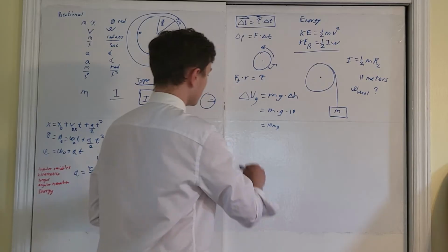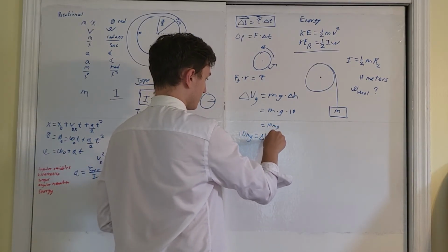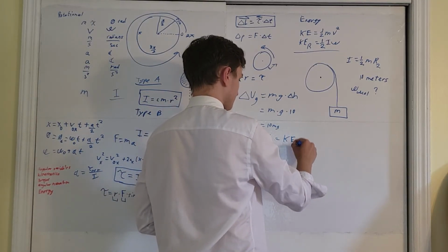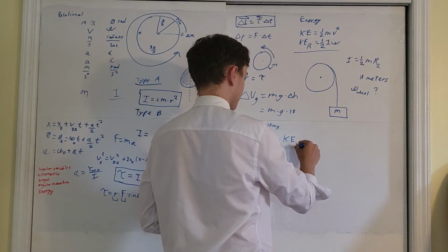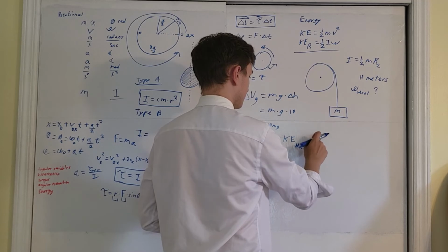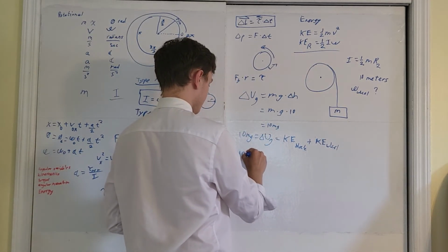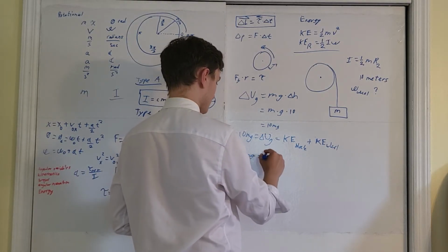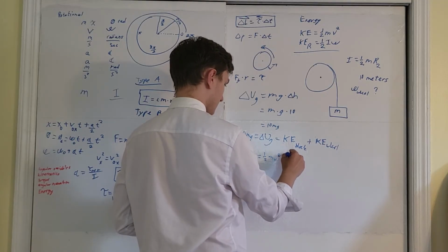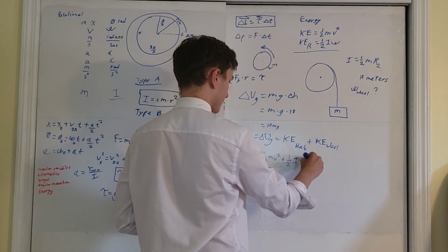So let's write that out. 10 mg equals our change in gravitational potential energy, which equals the kinetic energy of the block plus the kinetic energy of the wheel. 10 mg equals 1/2 mv squared plus 1/2 I omega squared. Okay?